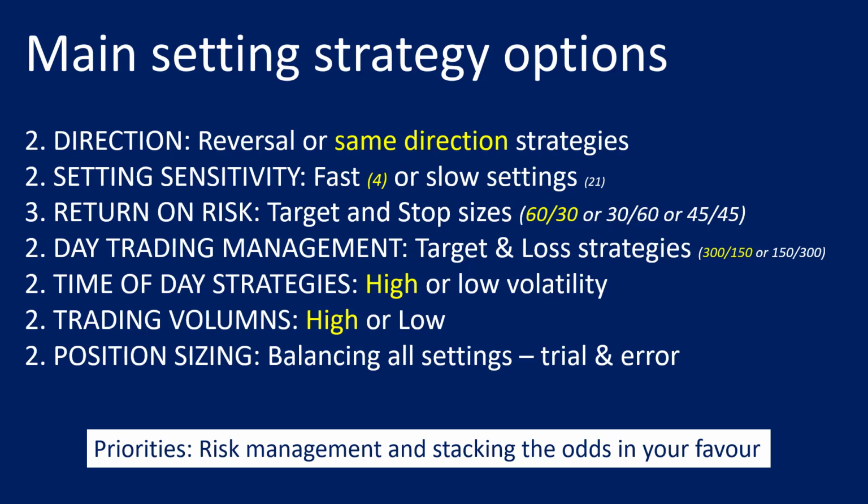So the next one is return on risk, and that's quite a simple one. Do you want your targets to be bigger than your stops? Do you want your stops to be bigger than your targets, or do you want them to be more or less the same? Now that makes a big difference, because if you're risking 30 to make 60, your return on your risk is much higher, and it stacks the odds in your favor. But in certain cases, the reverse works better, or a balanced strategy works better. But those are the basic return on risk decisions that one has to make.